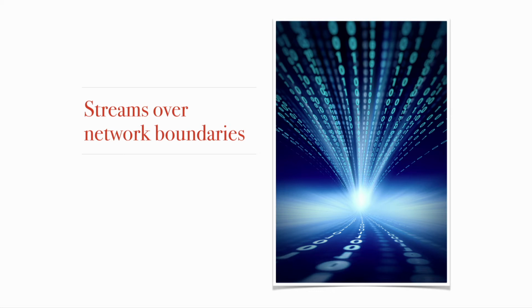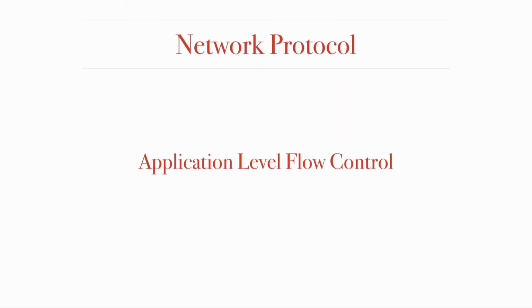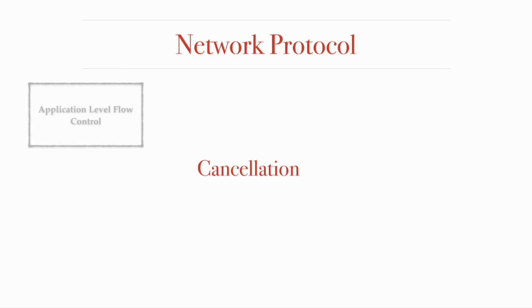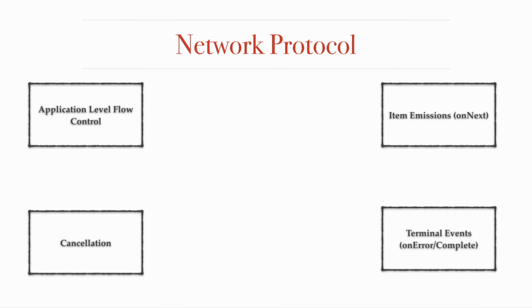Now, when we talk about network boundaries and talking between different machines, the thing that obviously comes up is you need to establish a network protocol to do that. And as we established before, a stream constitutes application-level flow control, which basically tells you how many items can be emitted, cancellations at times, item emissions, and terminal events. These are the primary four things that get emitted on a stream or are our interaction on a stream.